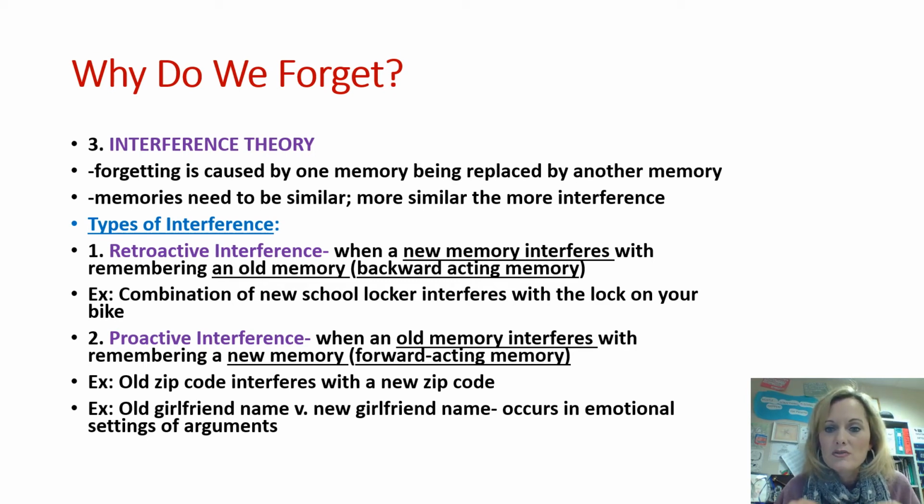And then proactive, I want to do something, so my new memory is affected by my old memory. With retroactive, a combination of a new locker is interfering with the locker of your bike that you already know. So that's retroactive. It's affecting the old one. For proactive, an old zip code interferes with a new zip code. Whatever's at the end, the new or the old, is how you remember retroactive and proactive. An old girlfriend's name versus a new girlfriend's name occurs in emotional arguments, like saying Sally versus Jen or whatever, and that would be a problem. So that's a proactive interference.